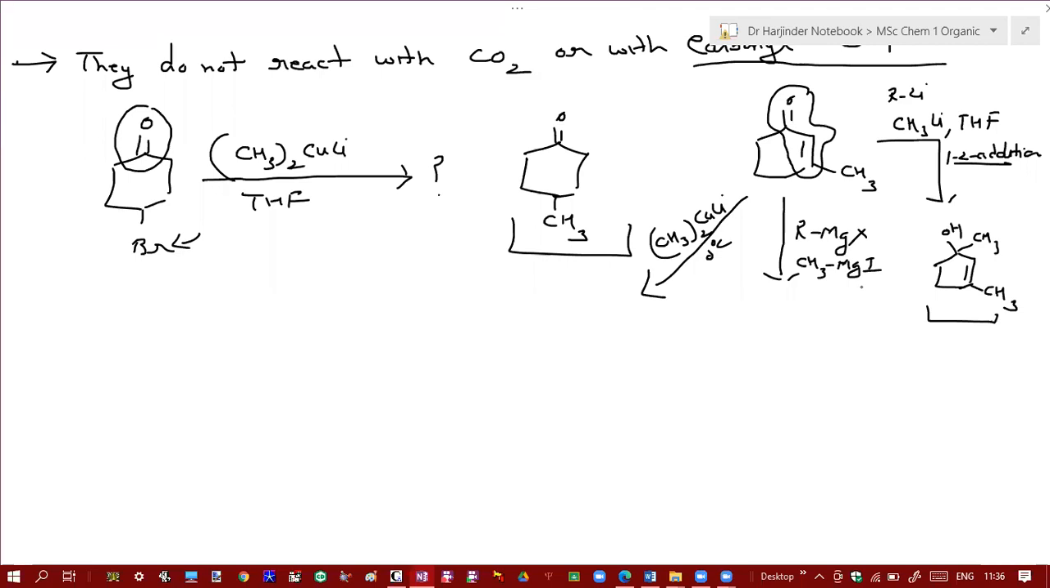Sir, both 1,2 and 1,4 addition will take place. Okay, so here you will get a mixture of products, that means you will get alcohol plus this one. So this is 1,2 and 1,4 addition in case of Grignard reagents. What will happen in case of Gilman reagents?